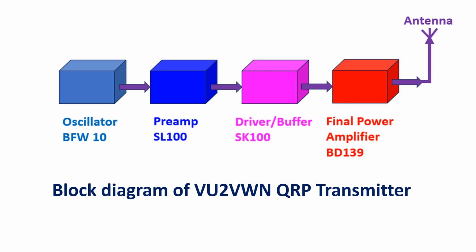SL100. Driver stage for the final power amplifier had SK100. Both SL100 and SK100 were bipolar junction transistors. SL100 was NPN while SK100 was PNP transistor. Final power amplifier BD139, an NPN transistor, could deliver up to 7 watt output.